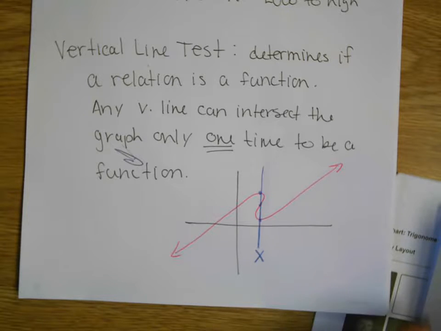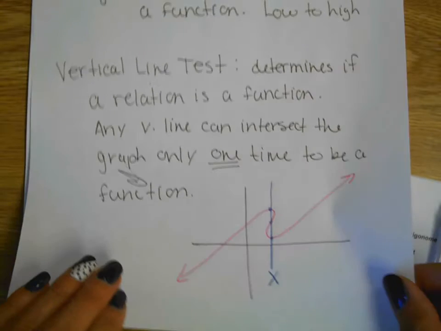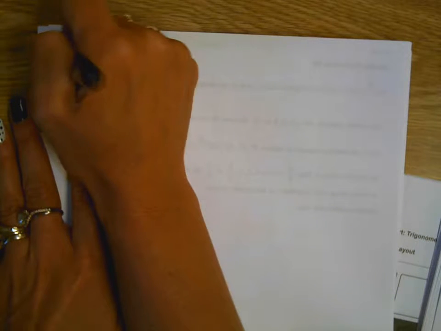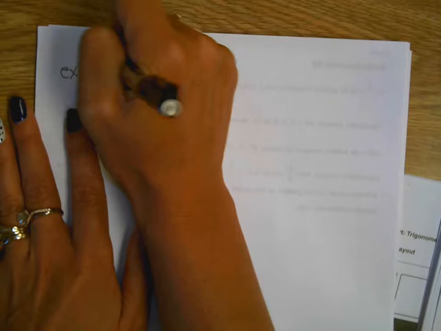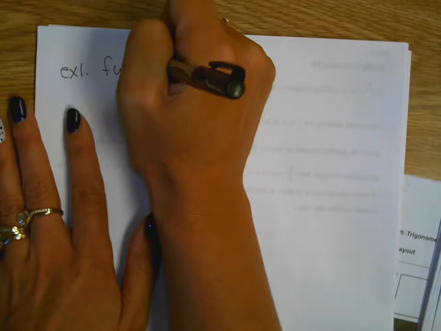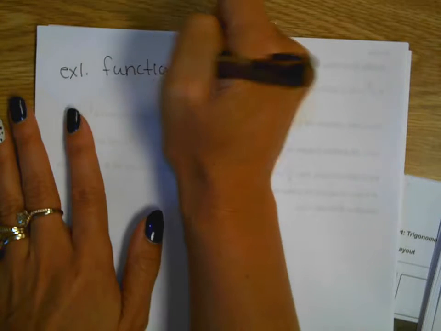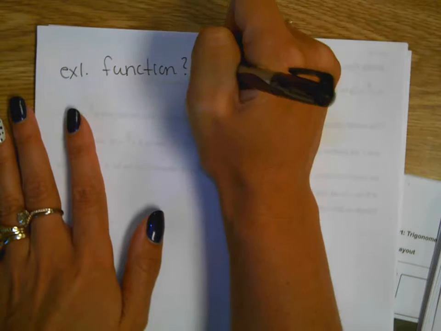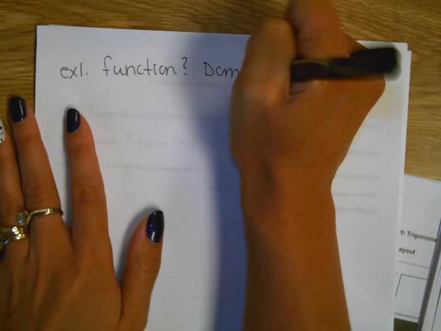Okay, so our next set of examples is just going to be given a graph or given a relation, decide if it's a function, and give domain and range. Can I get rid of this? So, is it a function? And then give domain and range.